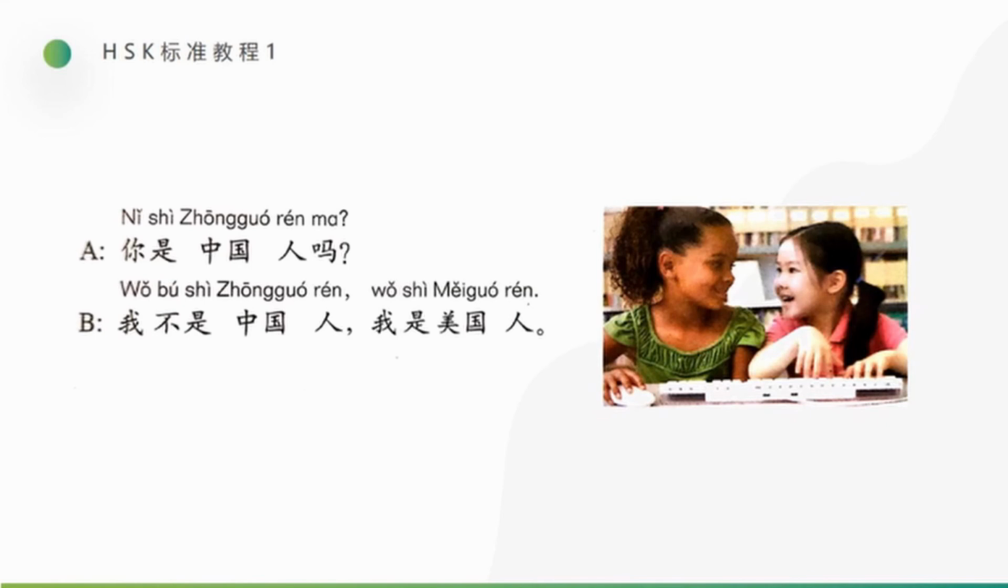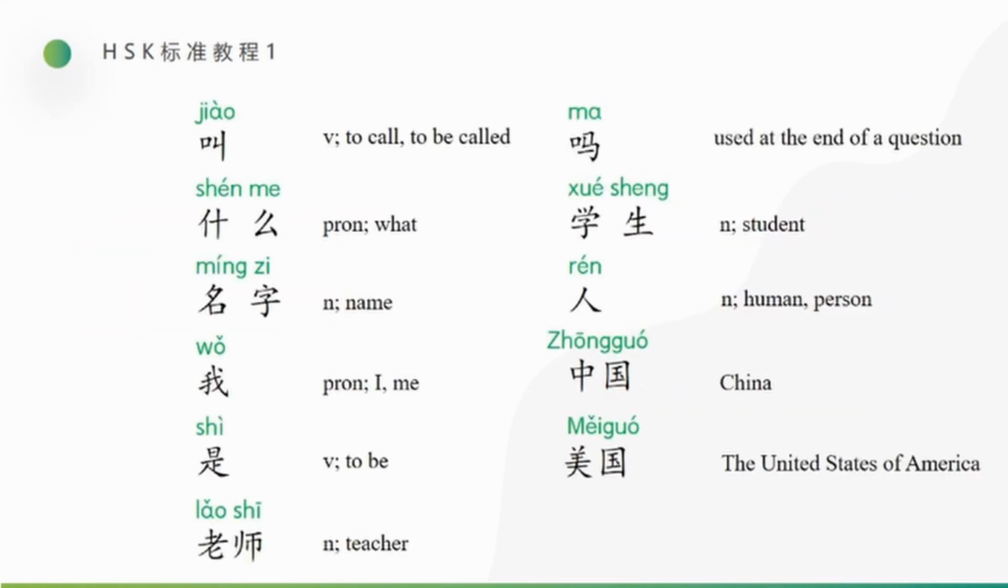你是中国人吗？我不是中国人，我是美国人。OK，再来一次，once again。你是中国人吗？我不是中国人，我是美国人。Very good. 这是今天的 words we learned today. Now please read after me.